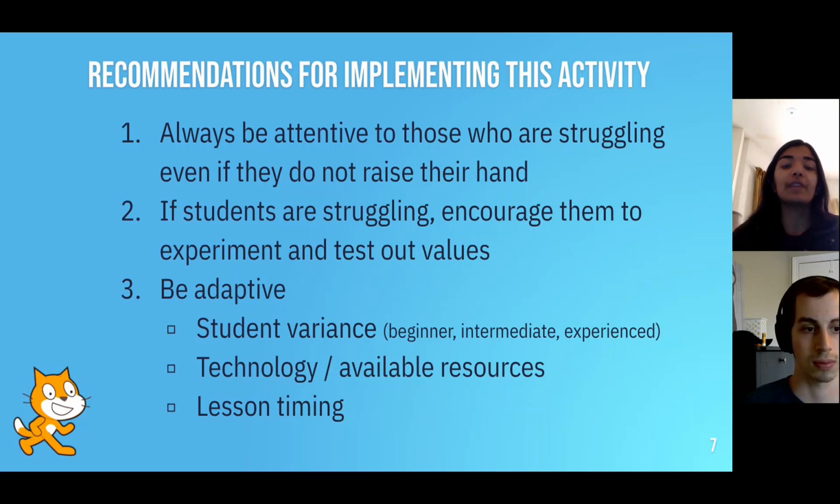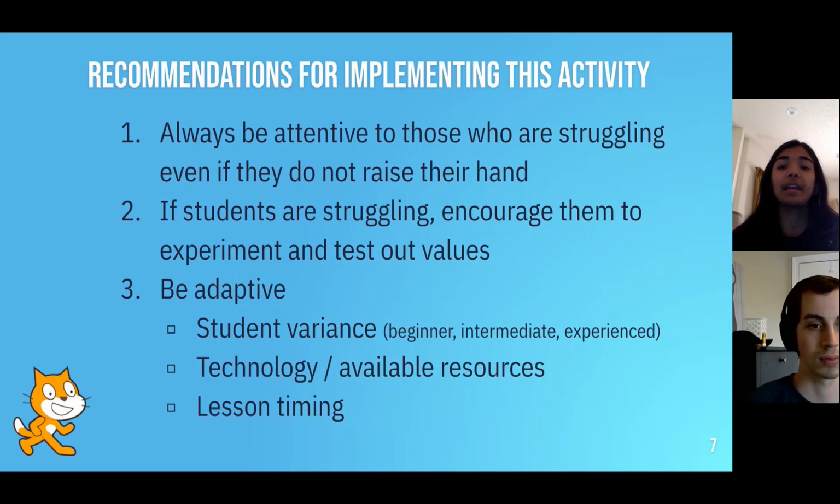The second one would be if students are struggling, encourage them to experiment and test out values. A good example that we reflected upon was when many students asked us if this turn angle was correct or if the interior angle should be this. And instead of saying yes or no or perhaps, we encouraged them to test out the values in their Scratch program to be able to find out if that's the correct answer or not.